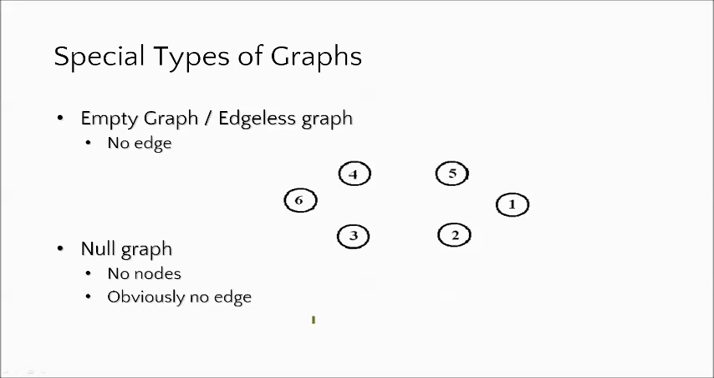So we have special types of graphs. We have the empty graph, or the edgeless graph. No edge, as you can see here: we have the vertices, but there are no arcs or edges. The null graph has no nodes, and obviously no edge. These are examples of special types of graphs.